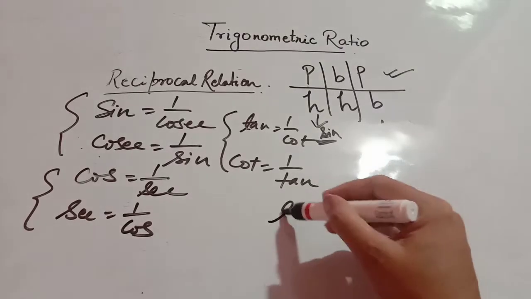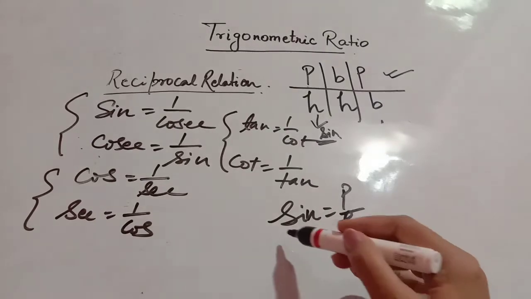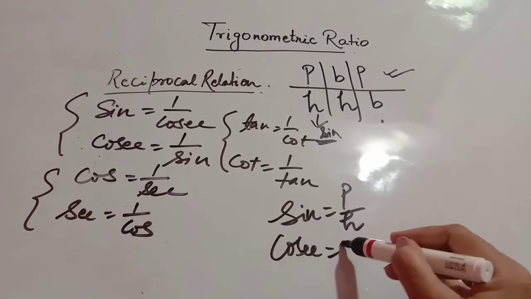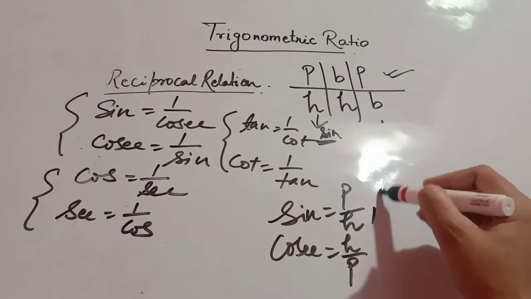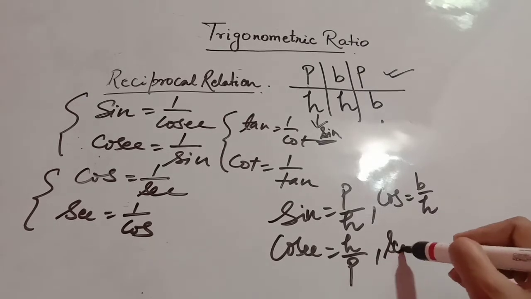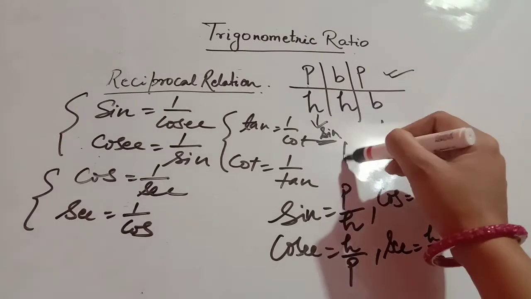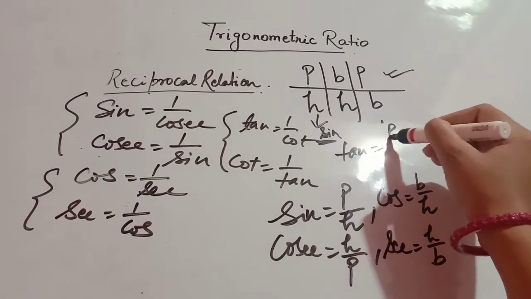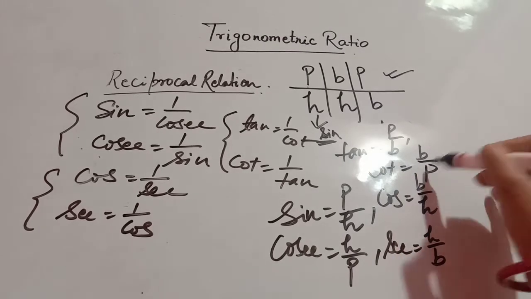The formula of sine is equal to P by H. It means the formula of cosec will be H by P. And in the same way, cos is equal to B by H, so sec is equal to H by B. Similarly for tan, it is P by B, so for cot, it will be B by P.